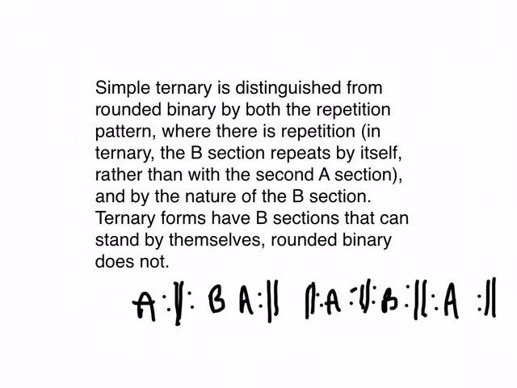Also, ternary forms have B sections that can stand by themselves. They're closed harmonically. In rounded binary, they're often transitional or modulatory and could not stand by themselves.